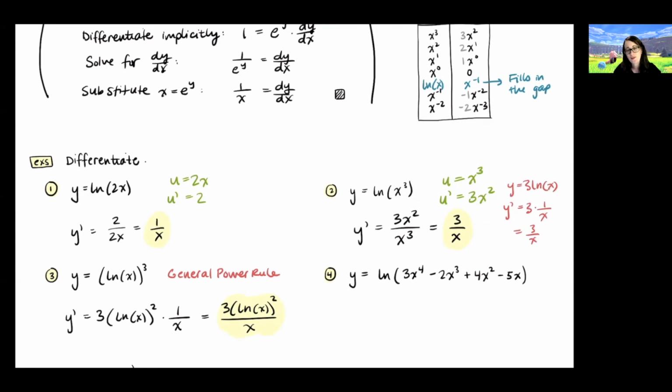Example number 4, we've got y equals natural log of a long polynomial, 3x to the fourth minus 2x cubed plus 4x squared minus 5x. Okay, now remember log law, this is not multiply, so we can't just distribute the natural log into these 4 things. Maybe if we wanted to, we could expand this, but I don't know. It doesn't look like there's a product. Factoring a 4th degree thing isn't easy. So I would just straight off the bat just say, all right, well, hey, we've got u, right? That's all of this stuff.